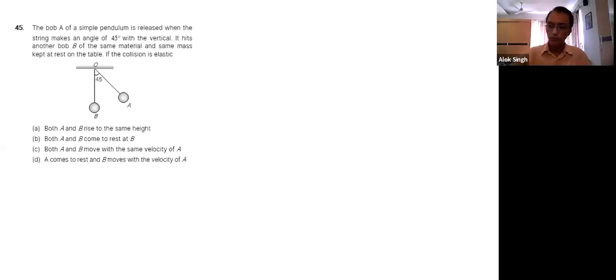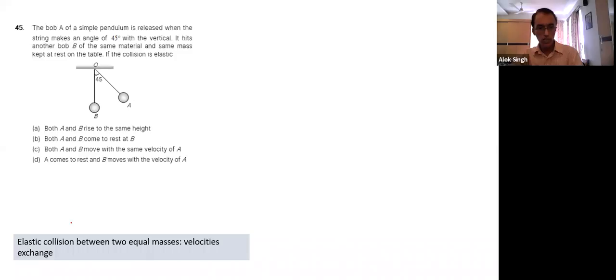I think I have not mentioned this special property. When two equal masses have a perfectly elastic collision, their velocities interchange. So whatever velocity A had before collision, B will have the same velocity in magnitude as well as direction, and whatever velocity B had before collision, A will have after collision. This question is based on that concept.